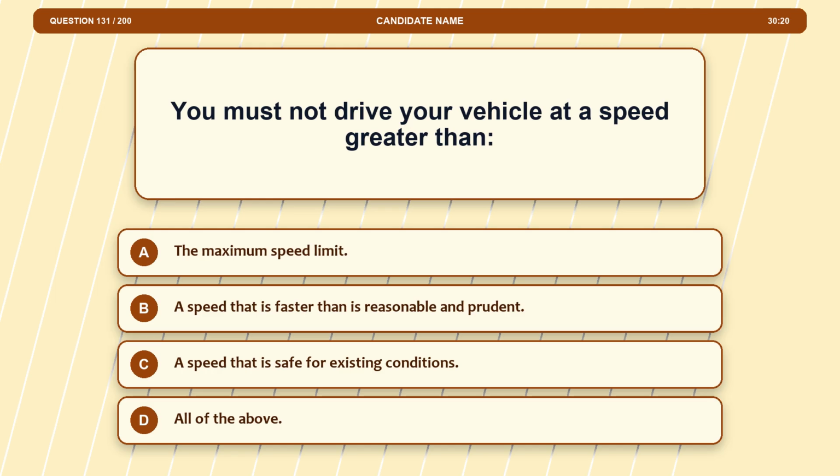Question 131. You must not drive your vehicle at a speed greater than: Option A, the maximum speed limit. Option B, a speed that is faster than is reasonable and prudent. Option C, a speed that is safe for existing conditions. Option D, all of the above.